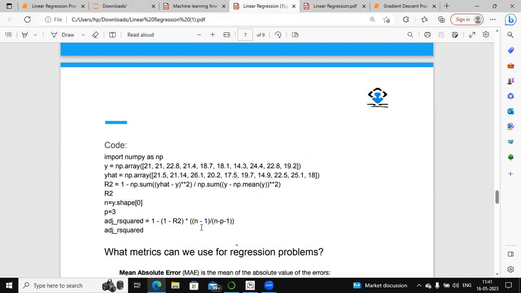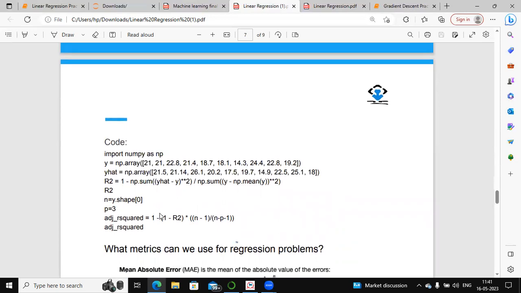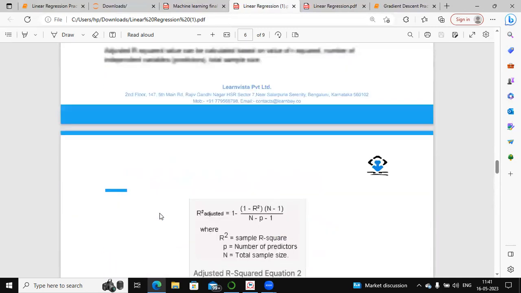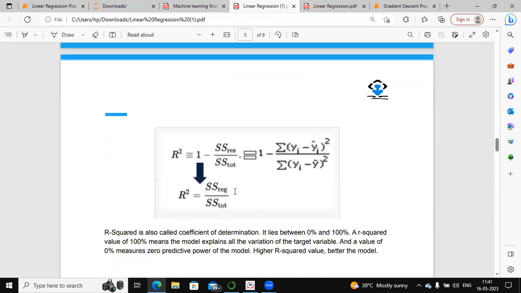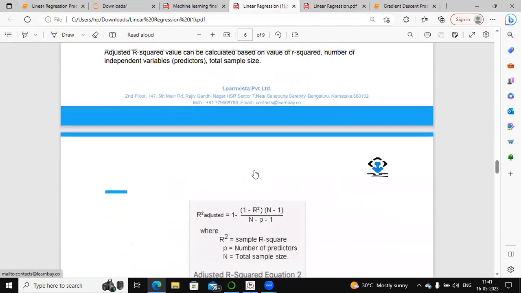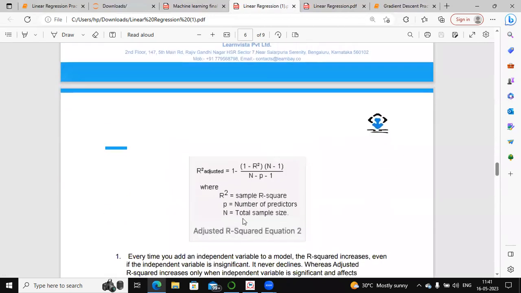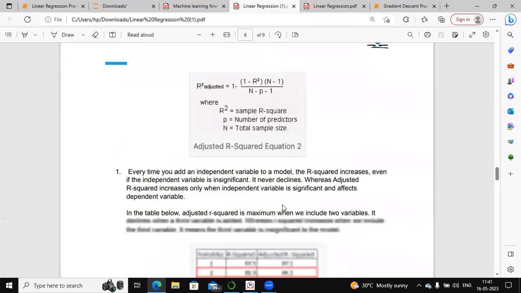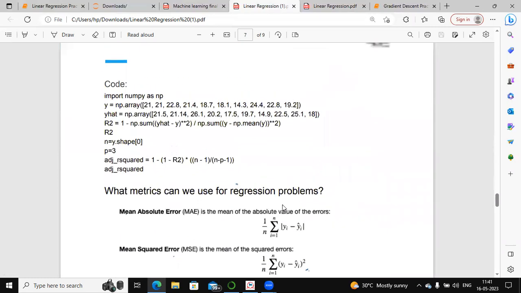And then we have n minus 1, where n is the sample size. N is whatever the value of y dot shape of 0; this gives the sample size. And P is going to give the number of predictors. Okay, fine. So n is the total sample size and P is the number of predictors. So this is all about adjusted R square and R square.